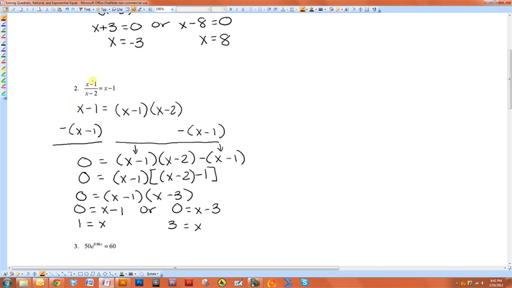Now, the one value we are not allowed to use is x cannot equal 2, and since we didn't get 2 for either of these, we're okay.